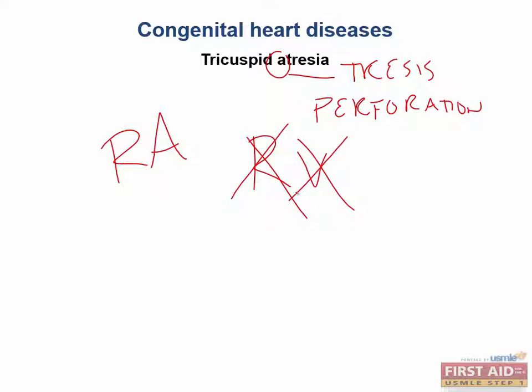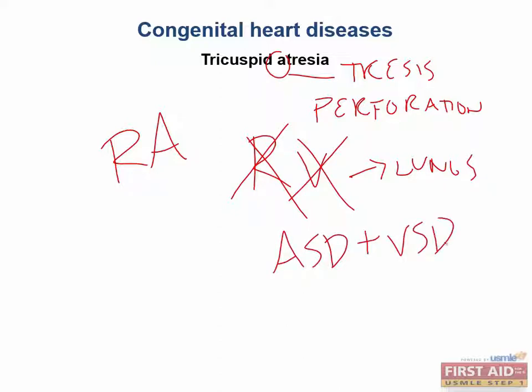So if we do not have a functional right ventricle, then how are we going to get blood into the lungs? We need an ASD and a VSD to be able to appropriately get blood into the pulmonary circulation and mix it with oxygenated blood.